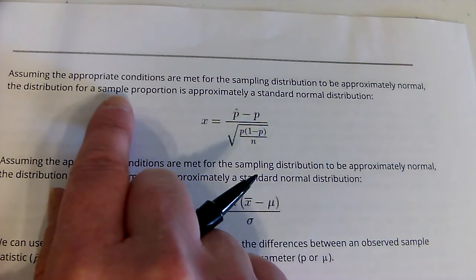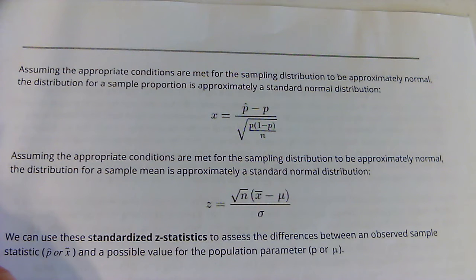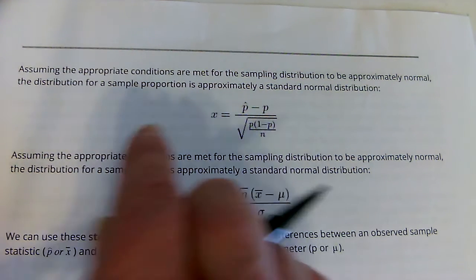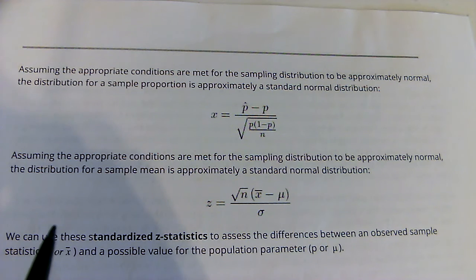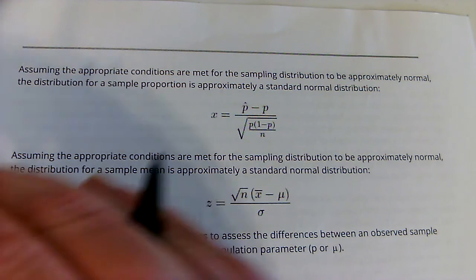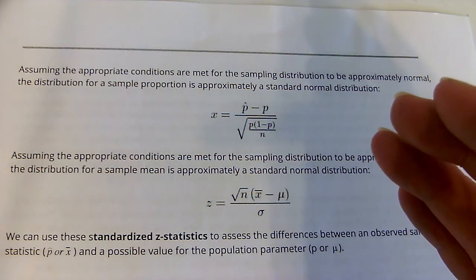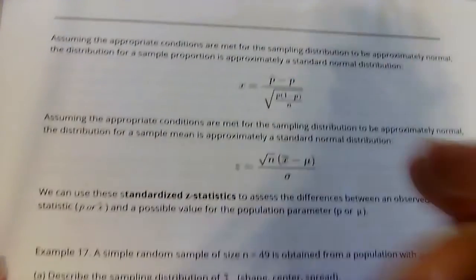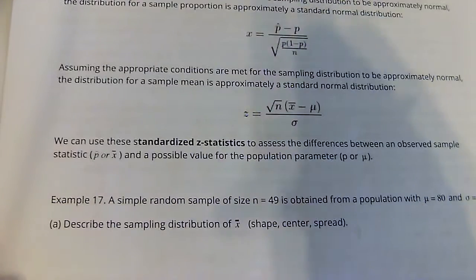Assuming the appropriate conditions are met for the sampling distribution to be approximately normal, the distribution for a sample proportion is approximately a standard normal distribution. And here's some formulas, but we really don't need to use these formulas so much because we can use the calculator to get those z-scores.